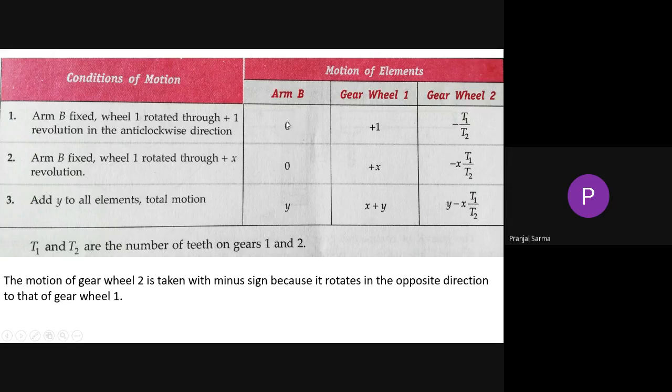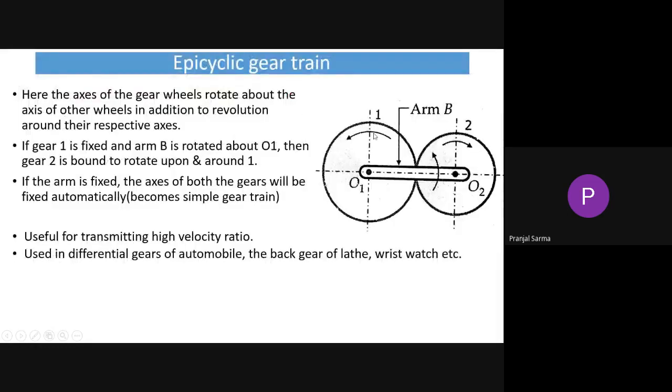0, right? Can you follow me? Motion of arm, yes. Next, what will happen to gear 1? I have already said that wheel 1 is rotated through +1 revolution in the anti-clockwise direction. So the motion of wheel 1 is +1. Now, because of this, what will happen to wheel 2? If wheel 1 is completely rotated by one revolution, then wheel 2 is bound to get some motion, right?